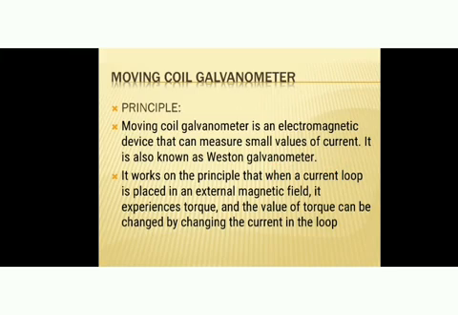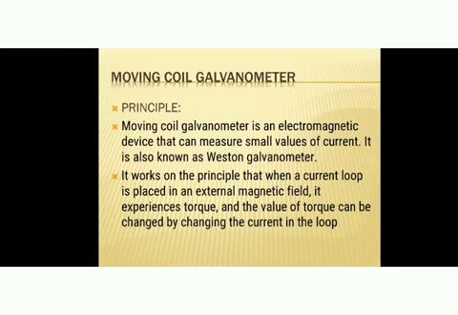And what is the difference between a galvanometer and an ammeter? An ammeter can measure the amount of current flowing through the circuit. But a galvanometer can't measure the current flowing through the circuit; it can detect the presence of current flowing through the circuit. It can measure only small values of current. Okay, it can just detect whether a current is flowing through the circuit or not.